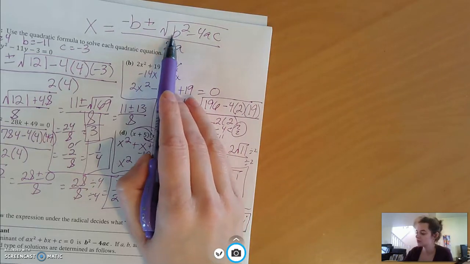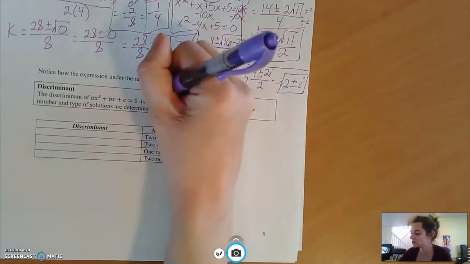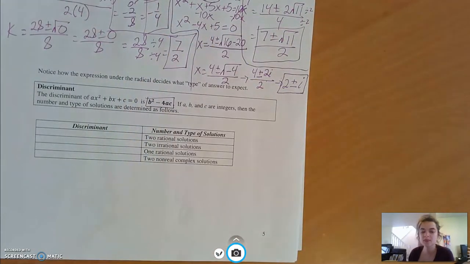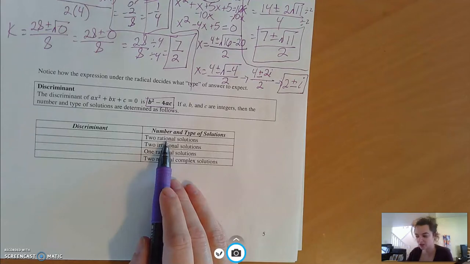Okay, so that b squared minus 4ac, the thing underneath the square root, actually has a name, and it's called the discriminant. So the discriminant is b squared minus 4ac. It's the thing that's underneath the square root in the quadratic formula. And if you look at that b squared minus 4ac, you can tell what kind of answers you're going to get.